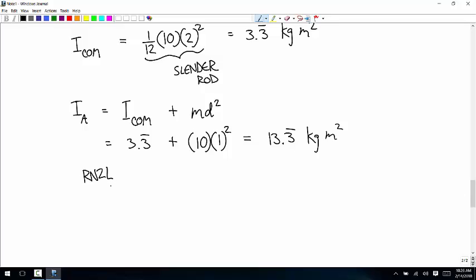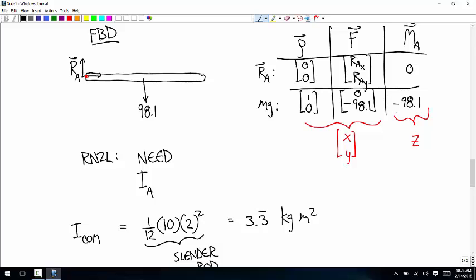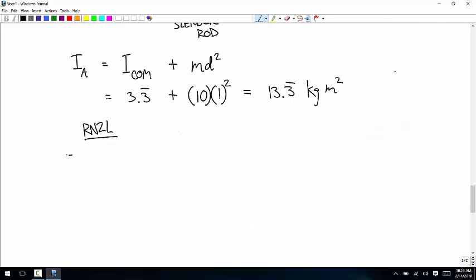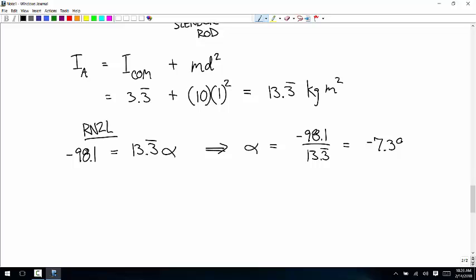So now the rotational equation says add up all the moments. That's the 0 and the negative 98.1. That's equal to the mass moment of inertia, 13.3 repeating, times alpha. And so alpha is equal to negative 98.1 divided by 13.3 repeating, which is negative 7.38 radians per second squared.